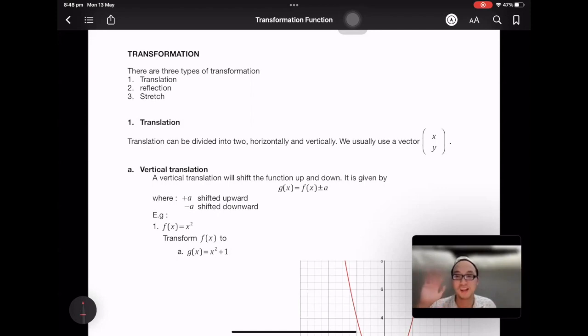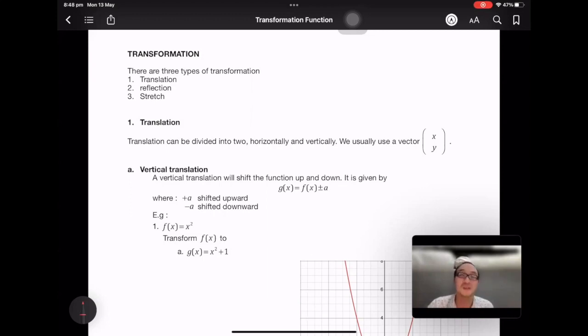Hi everyone. Today we will learn about transformations of function. We will focus on the three types of transformations. The first one is translation. The second one is reflection. And the third one is stretch. So let's start from the first one, translation.